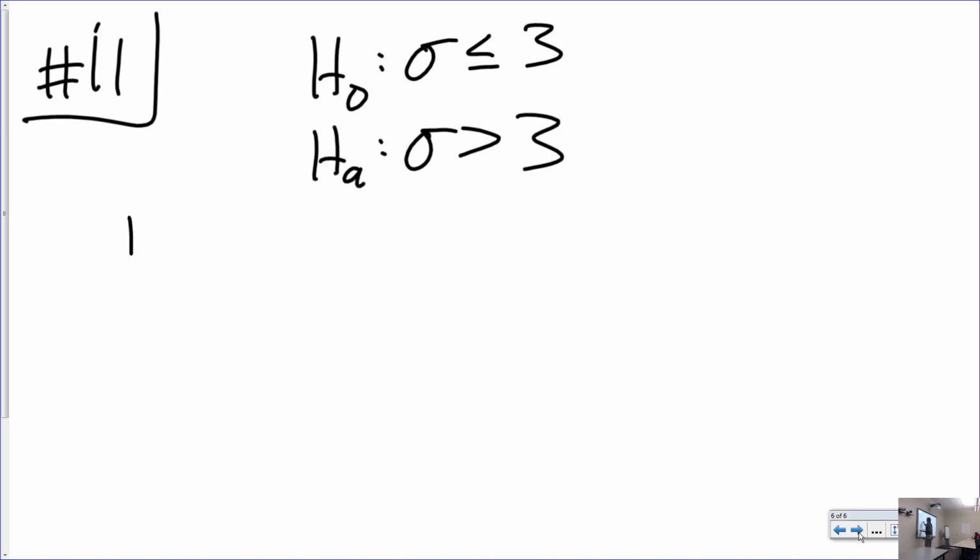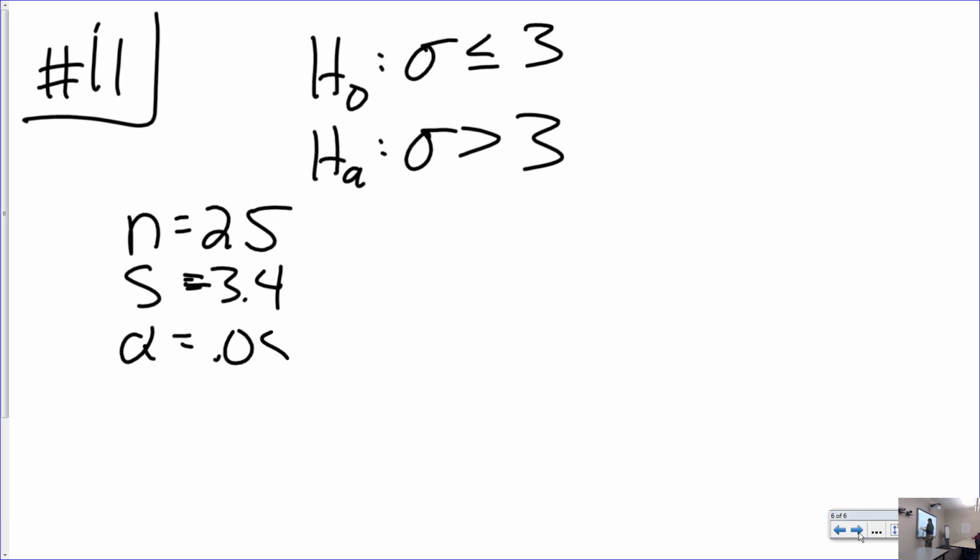They sample 25 bags of chips. The standard deviation is found to be 3.4, not sigma, but s. And again, remember, use English lettering for samples, Greek lettering for population. And the level of significance is 0.05. So to find our statistic, we use chi-square.